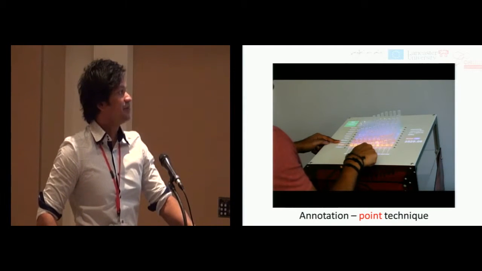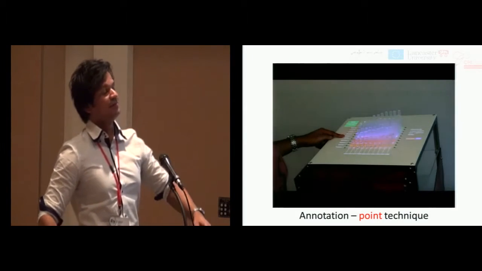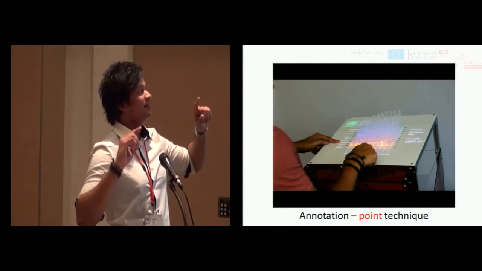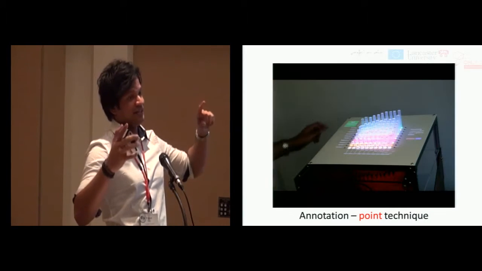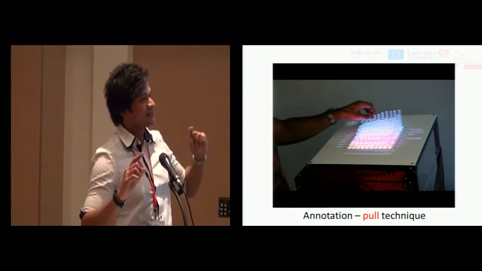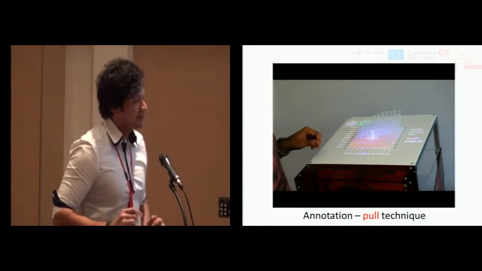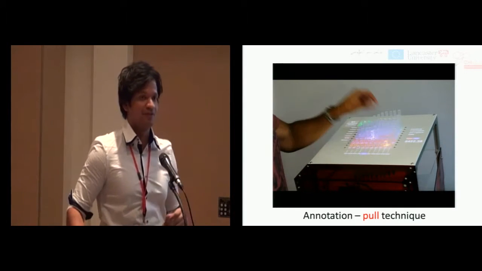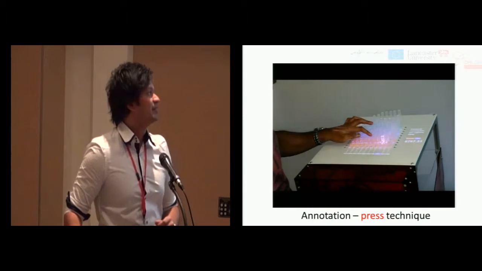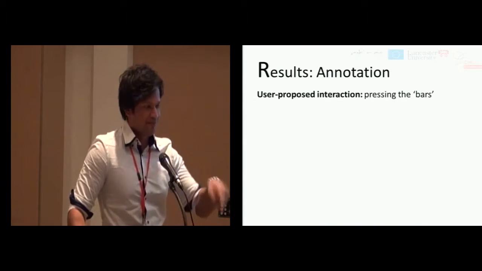So we developed 3 techniques for this. One being the point technique, in which the user can point on the axes. This selects via crosshair the bar that they want to annotate, and the rest of the bars become dim, and the one that they're selecting stays illuminated. Secondly, we looked at the pulling technique, where you simply pull one of the bars in order to select that particular bar. Thirdly, we looked at the press technique, which is just pressing the bar.